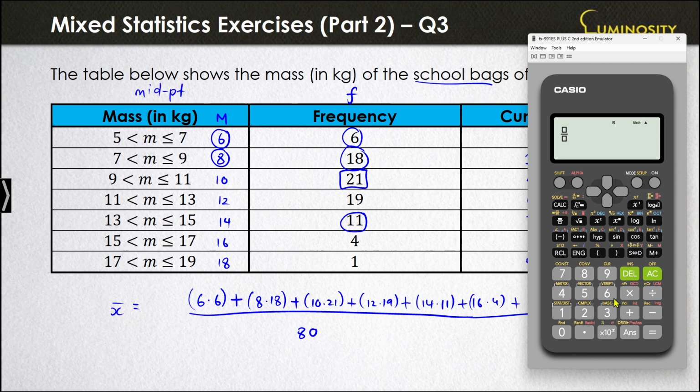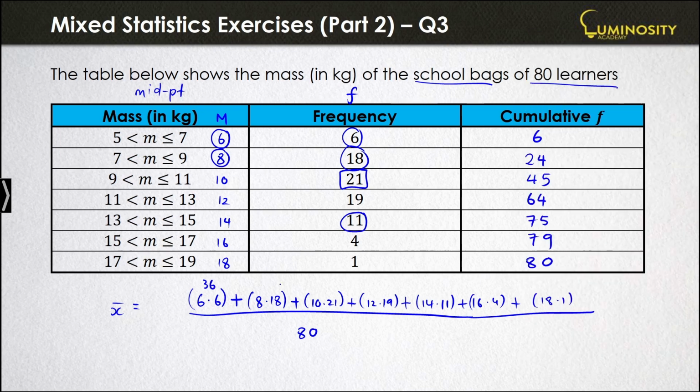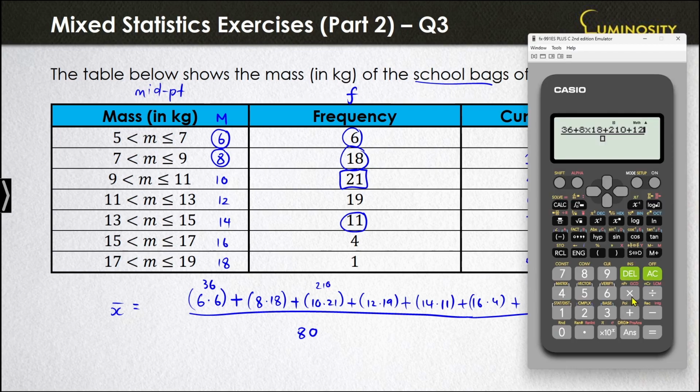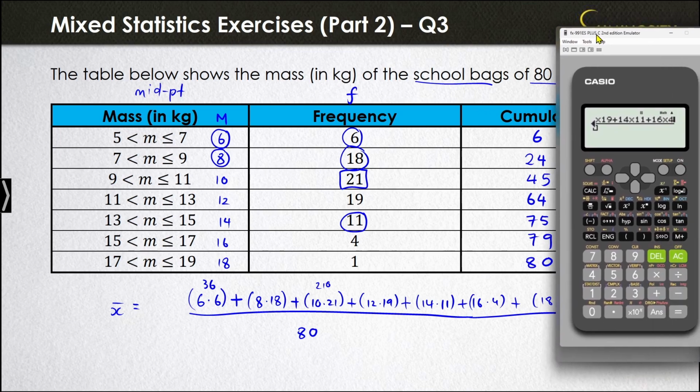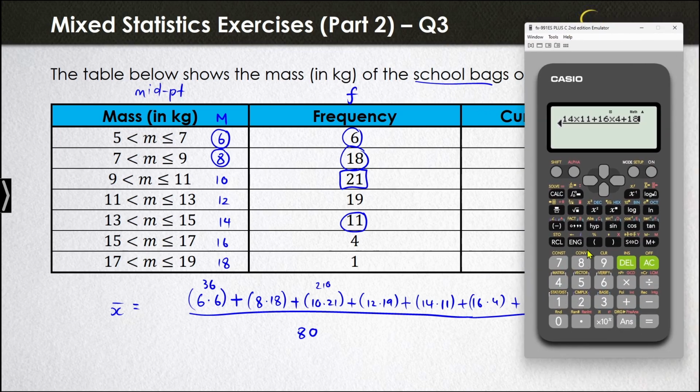On the top here, it's going to be 6 times 6, which I can do in my head is 36, 8 times 18, plus 10 times 21, that's going to be 210. If you're not comfortable, maybe do these calculations separately above here, work out their values independently, and then add them all up to be safer. Otherwise, if you're feeling confident with your calculator, you can put it all in at once. 16 times 4, and then 18 times 1. So that's just 18. And that's all divided by 80.